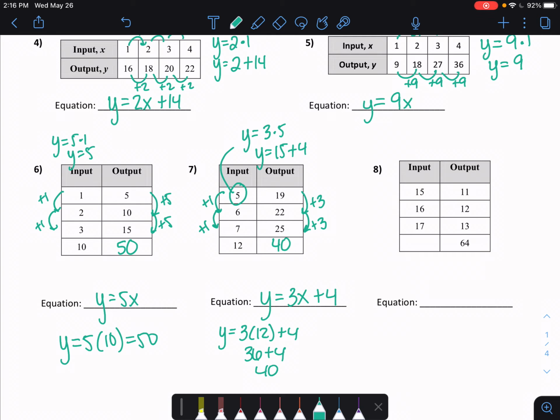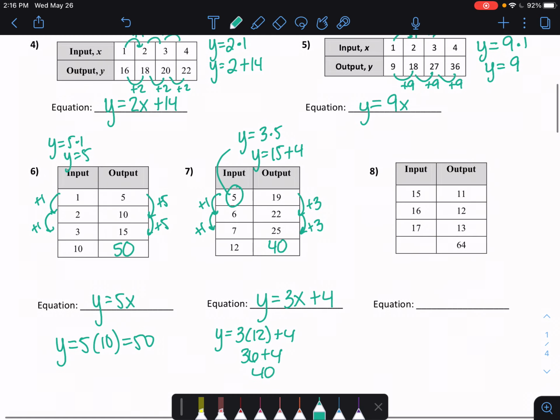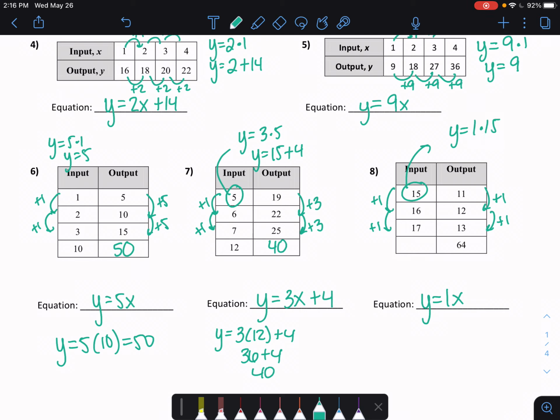For number 8, I'm going to do the same thing, but this time I have an output instead of an input. So I'm going up by 1s here and 1s on the other side as well. So I'm going to start with y equals 1x, and then I'm going to check 15. So y equals 1 times 15. If y equals 15 and I want to get down to 11, I'm going to subtract 4. So minus 4 on my rule.